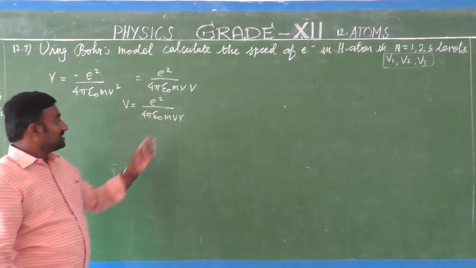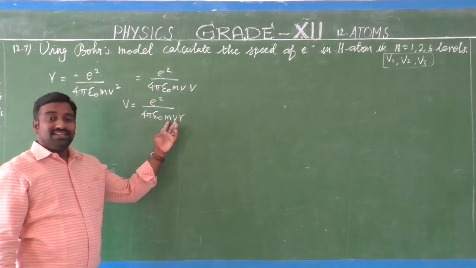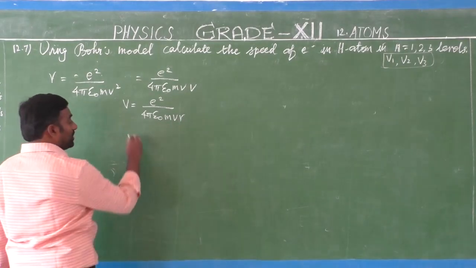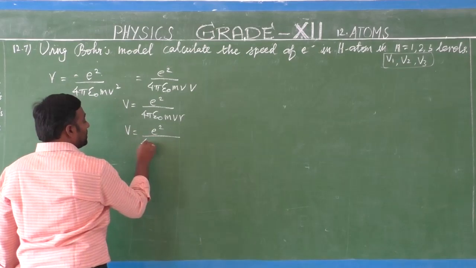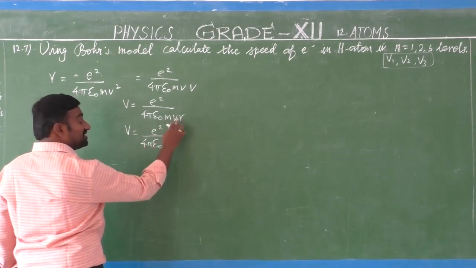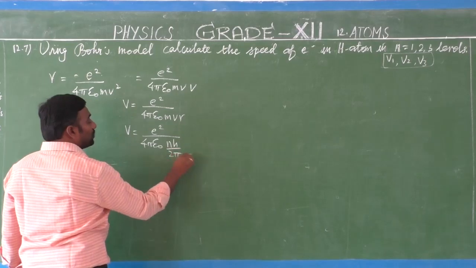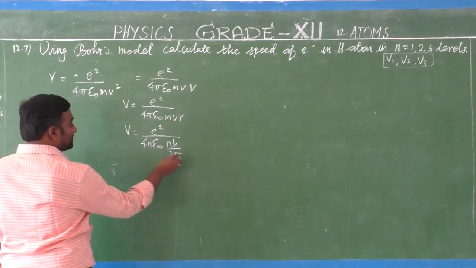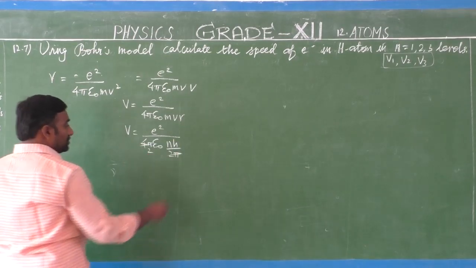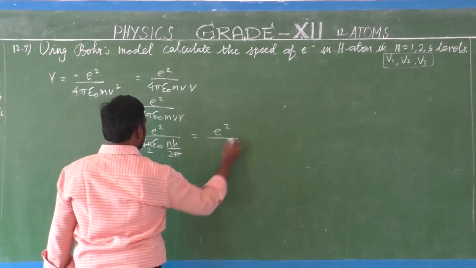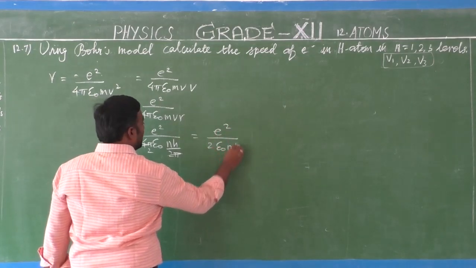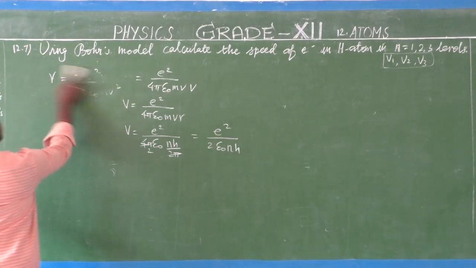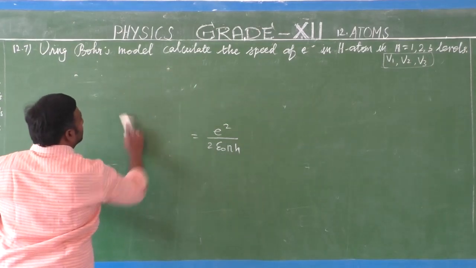But according to Bohr's second postulate, m v r is the angular momentum. So what is angular momentum? Angular momentum is some integral multiple of h by 2 pi. So this is the velocity formula. Here we can rearrange this: 2 pi and 4 pi become 2. So finally the velocity value is e square by 2 epsilon naught n h. So we got the velocity. This is the speed, not only the velocity, it's also the speed.